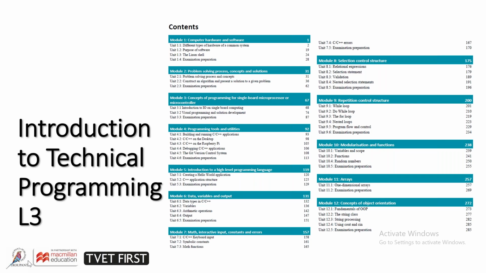Module 6, we'll be using data variables and outputs. We're making use of data types as well. Module 7 is making use of math functions, inputs, constants. Module 8 is selection. Module 9 is repetition. Module 10 is using functions and modularization. And module 11 is arrays.